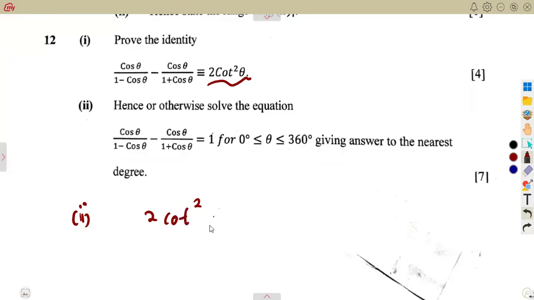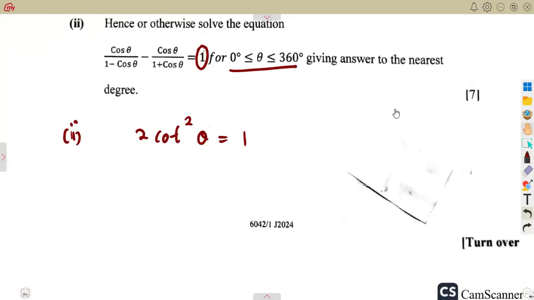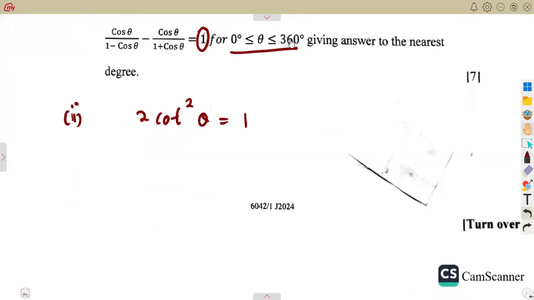All right, so we've got 2 cot squared theta is now equal to what? It is now equal to 1. For this interval, for theta being greater than or equal to 0 within 360 degrees, giving answer to the nearest degree. To the nearest degree, that's simply to the nearest whole number, because our answers are in degrees. So to the nearest degree, that's to the nearest whole number there. All right, let's solve hence. I'm going to divide, there we've got a cot squared. So let's just divide by 2 and say cot squared theta is equal to a half.